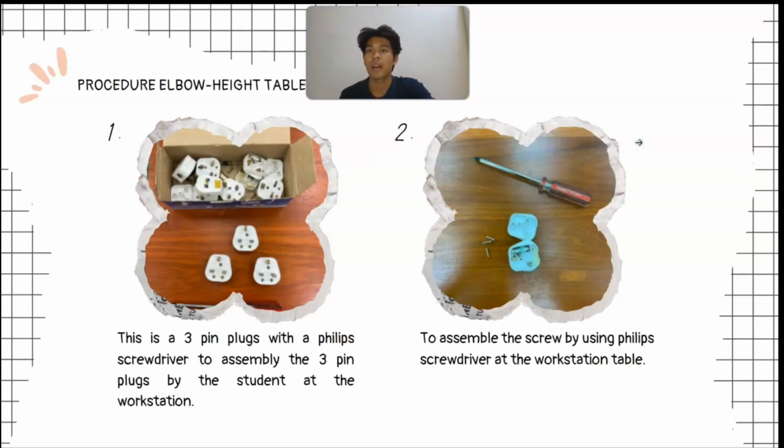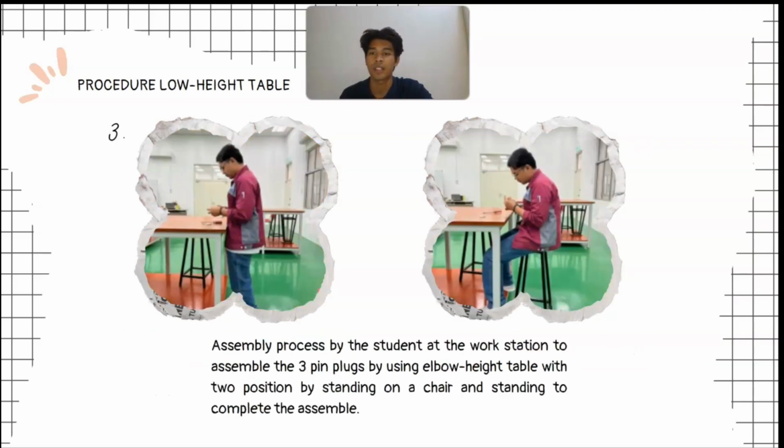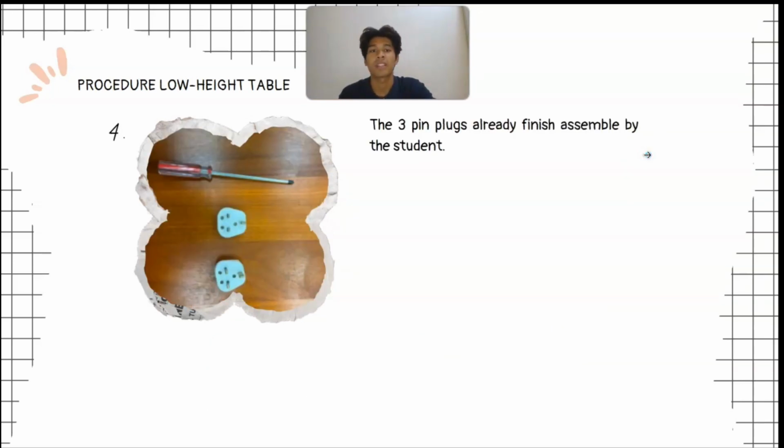The second procedure is about the elbow height table. The first step, this is a 3 pin plug with a Phillips screwdriver to assemble the 3 pin plug by the student at the workstation. Second step, to assemble the screw by using the Phillips screwdriver at the workstation table. Third step, assembly process by the student at the workstation to assemble the 3 pin plugs by using the elbow height table with 2 positions, sitting on a chair and standing, to complete the assembly. And the last step, the 3 pin plugs are already finished assembled by the student. That's all about the methodology in this project.